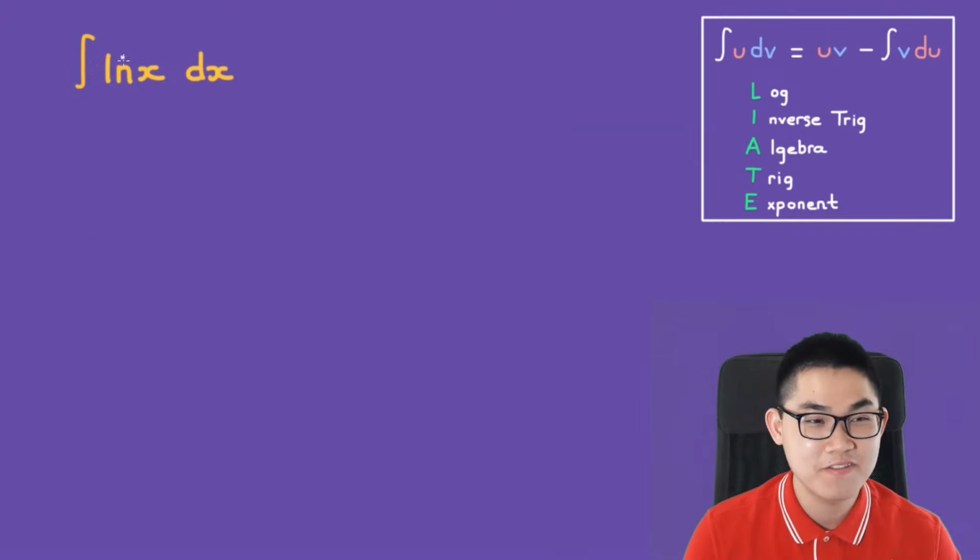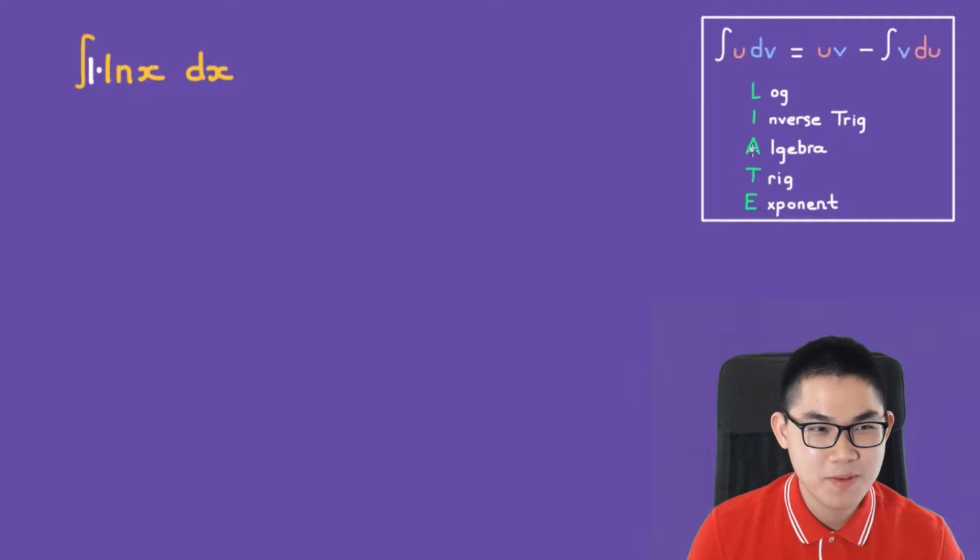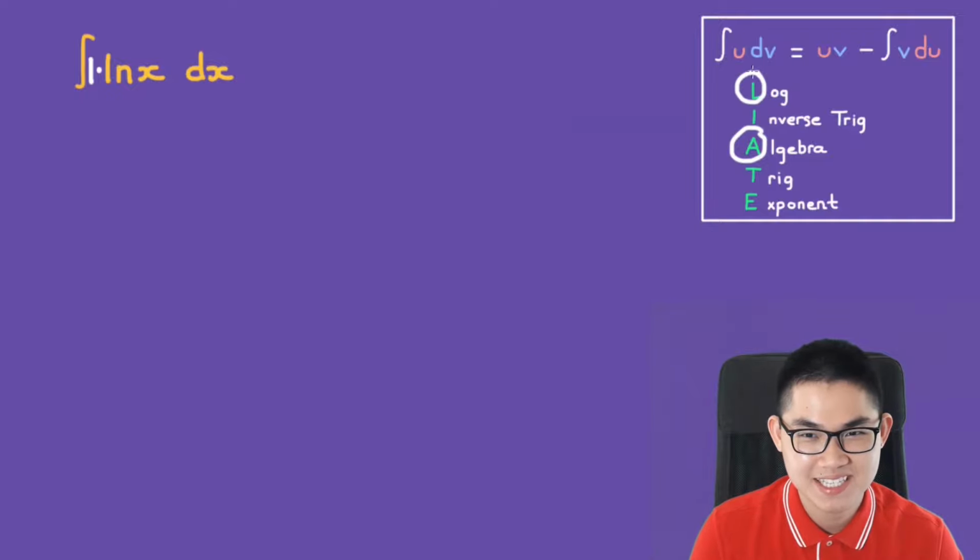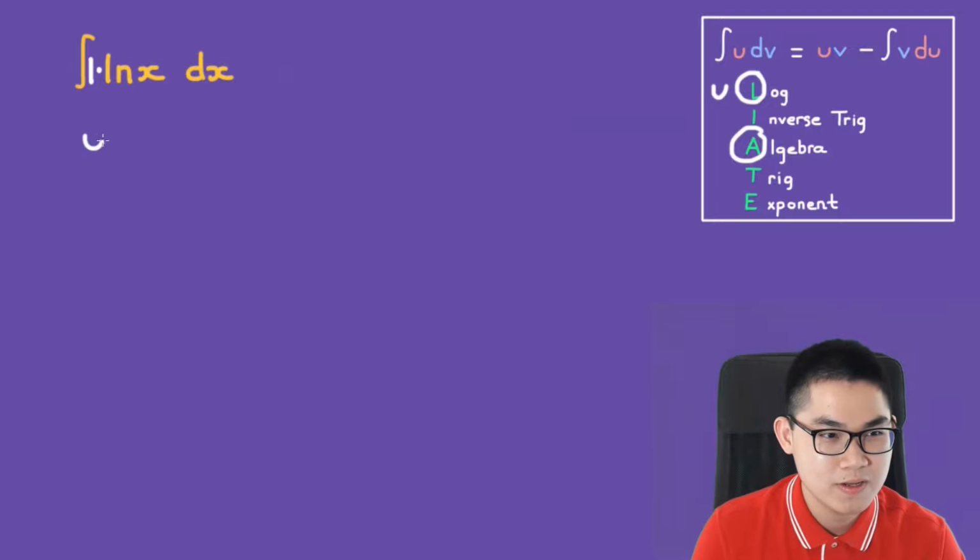The integral of ln of x dx. So you can think of this as 1 times ln of x. Now, using our acronym, we have the 1, which is the algebra. And then we have ln of x, and that belongs to the log, actually. The first circle at the top is a u. So our u is equal to ln of x, because ln of x is basically log base e of x.